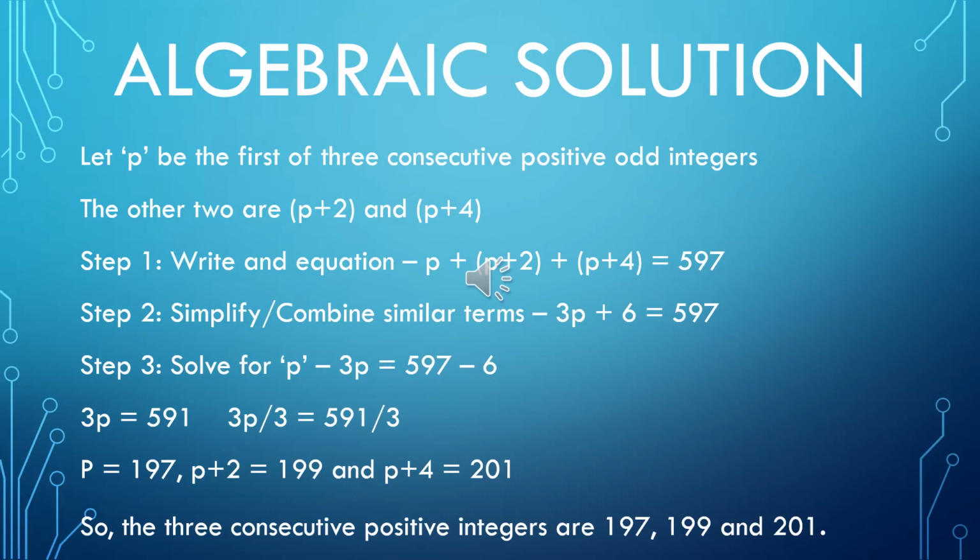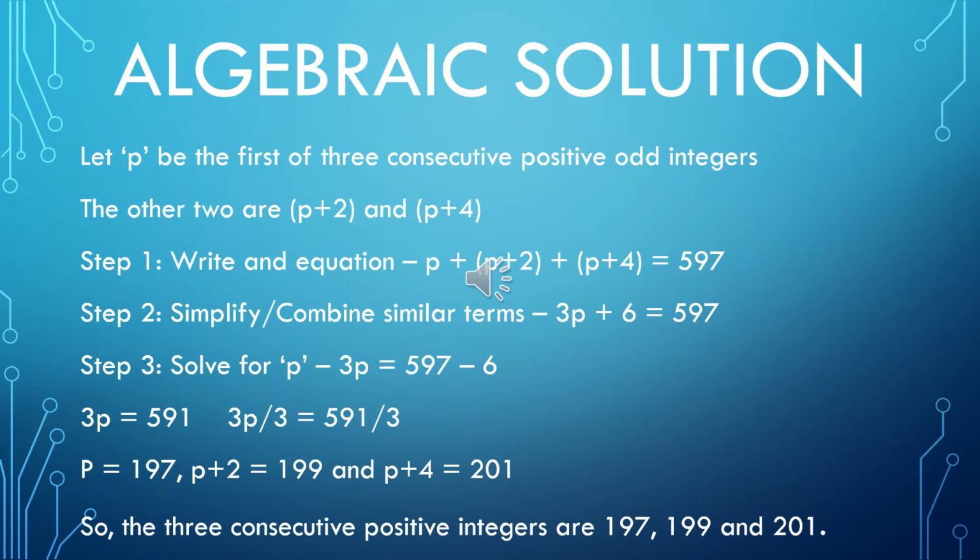Then our step 3 is to solve for the unknown. So we have 3p plus 6 all equal to 597. We transpose plus 6, so it has a negative sign. So that's 3p all equal to 597 minus 6. And now we have 3p is equal to 591. And dividing both sides by 3, we get p is equal to 197. So our first of three consecutive positive integers is 197.